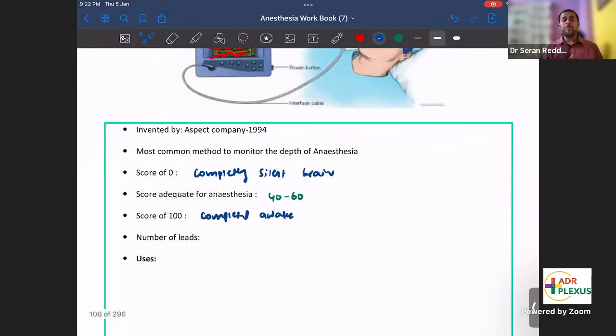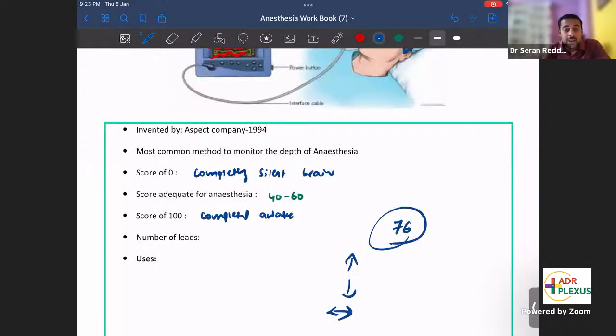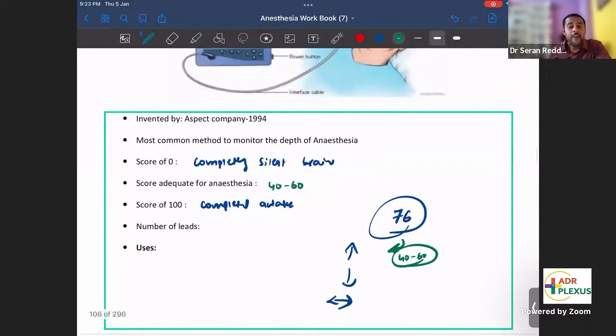In this, you may get a question saying that a 28-year-old female is posted for emergency appendicectomy, and intraoperatively the bispectral index score is being monitored, and it reads as 76. What will you do? Increase the anesthesia, decrease the anesthesia, or keep it the same? Come on, type in the chat box. The patient's score is 76. What do you do? Fantastic. You increase the anesthesia. When you increase it, you bring the score from 76 to somewhere between 40 and 60, so that the patient will be adequately anesthetized.